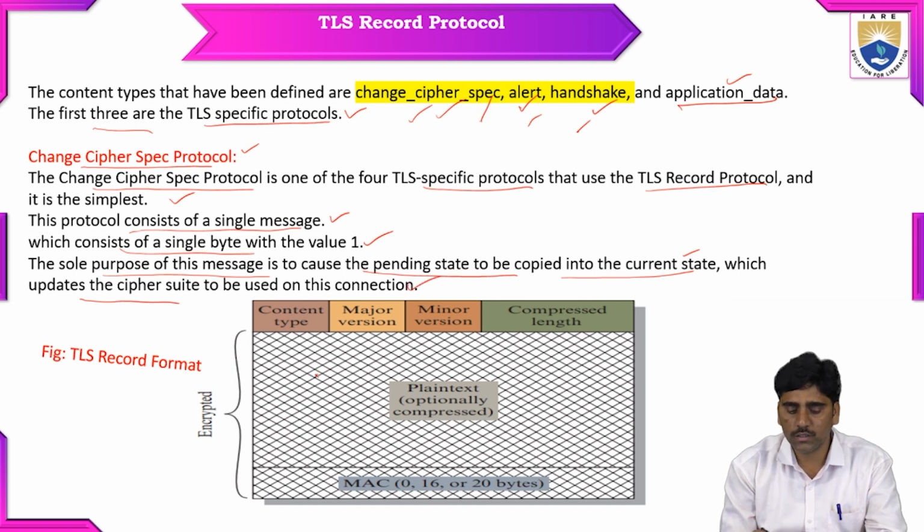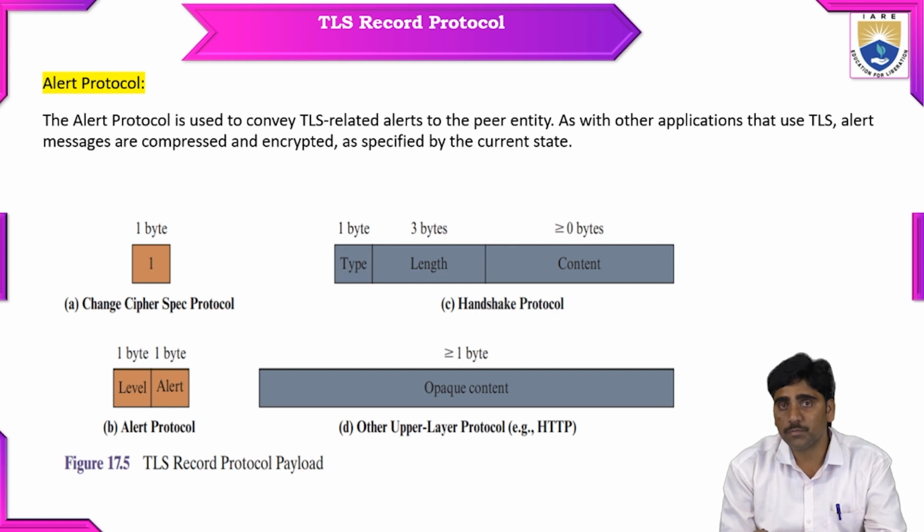So here this is the TLS record format, which contains the content type, major version, minor version, and compressed length. This is all plain text, which is optionally compressed. And here the MAC will be added. So this is all nothing but encrypted data.